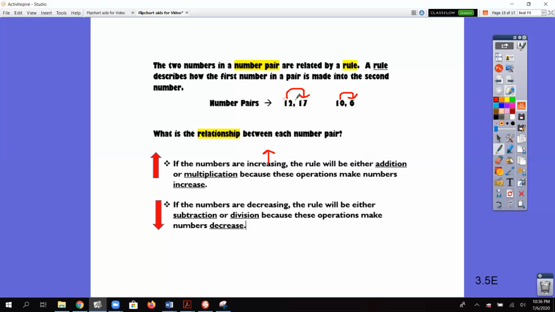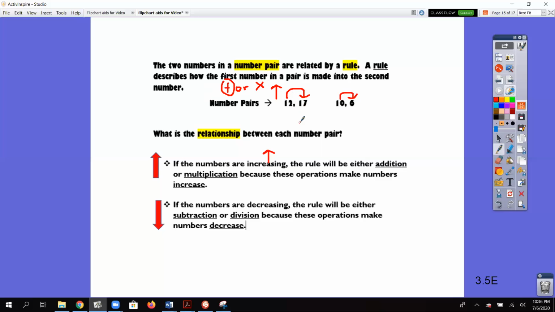So let's go back to these number pairs. From 12 to 17, is it increasing or decreasing? That's right, it is increasing. And by how much? So if it's increasing, little arrow here, we know it has to be either addition or, what was the other one? Multiplication, right? Because those two make your numbers increase. Now, there's nothing that I can multiply by 12 to get to 17. So it has to be addition.